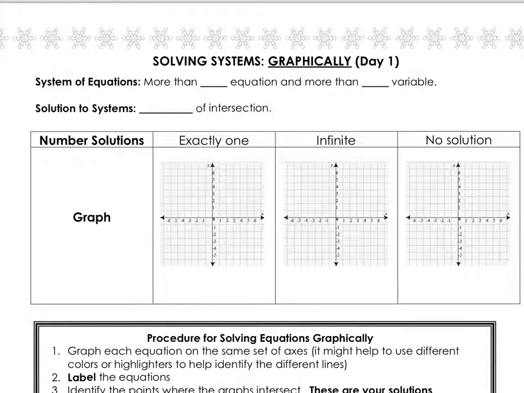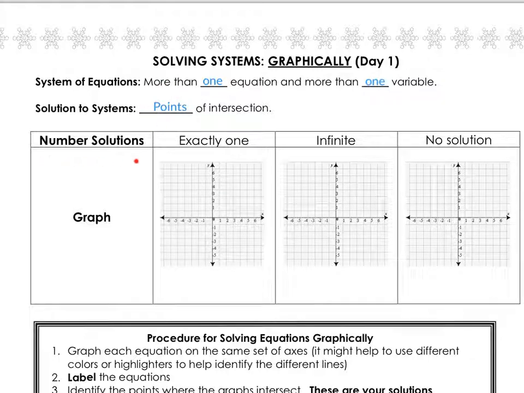Here we're going to be talking about solving systems of equations graphically. So what is a system of equations? A system of equations just means that we have more than one equation and more than one variable. Our solutions to systems are always points of intersection. Remember that those are written x comma y.